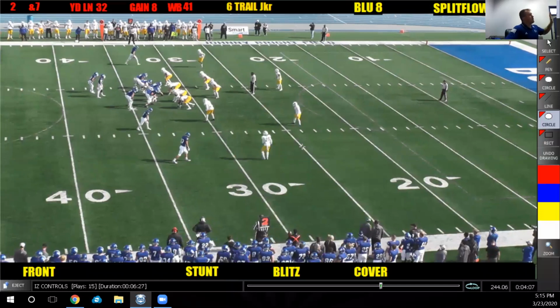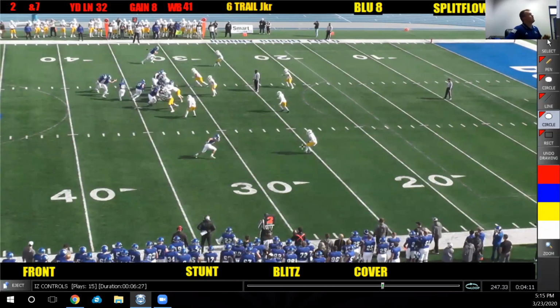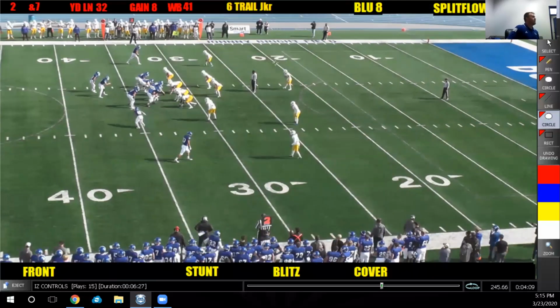So again, we're playing an even front team here. So who are our extra run fits? Okay, it's going to be the safety usually. And then it's going to be this extra linebacker to the field.